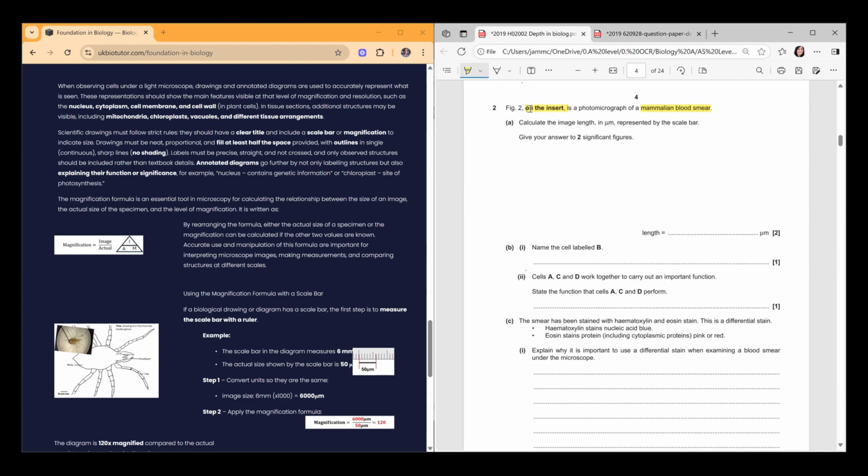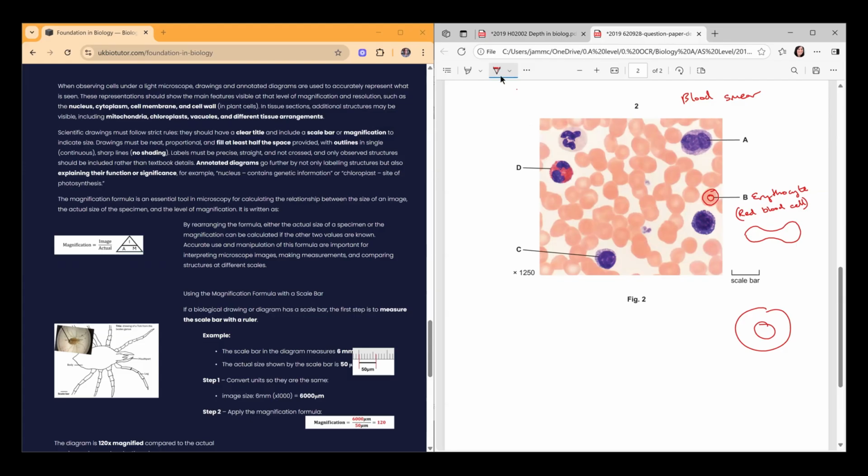So figure 2 on the insert is a photomicrograph of a mammalian blood smear. Calculate the image length. So I want to know the image length, and again, highlighting in micrometers represented by the scale bar. So in a diagram, you should be given either the magnification, which they have given us in the picture here, which is times 1250, or they will give you a scale bar, as you can see here. So this is my scale bar they want me to use in this question.